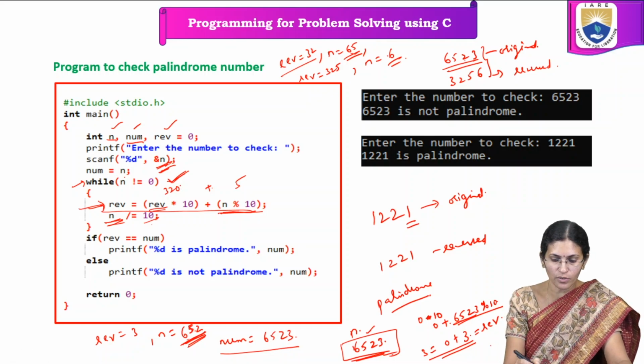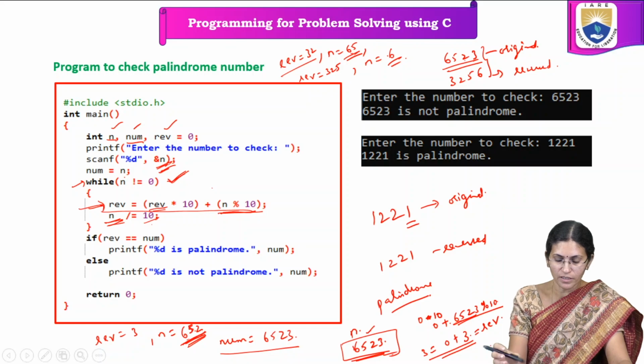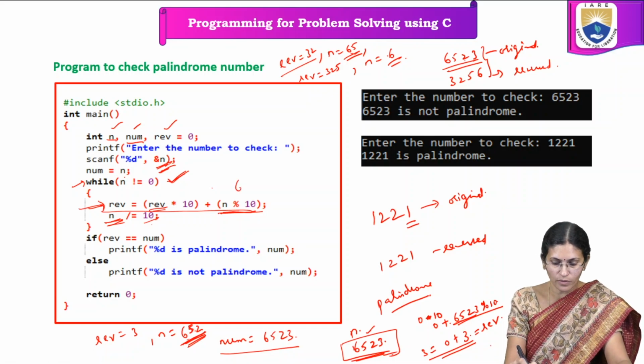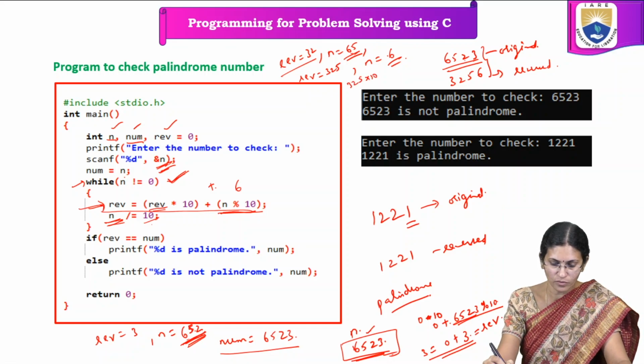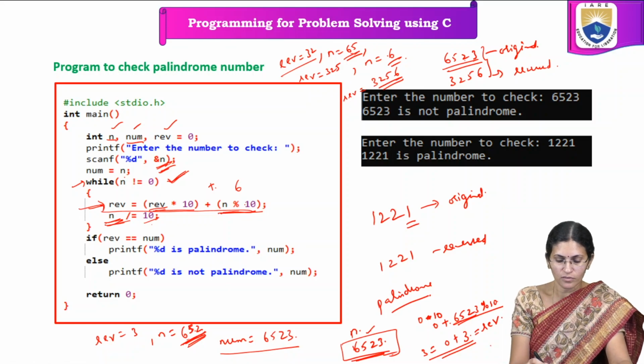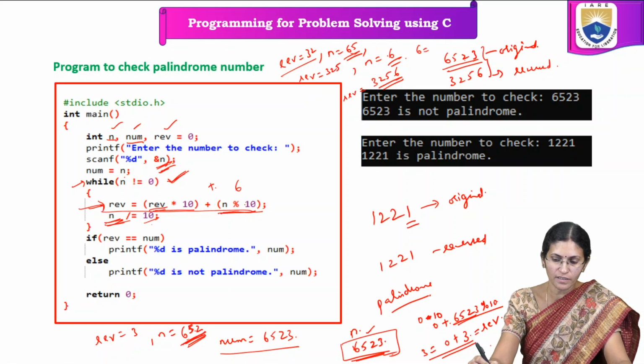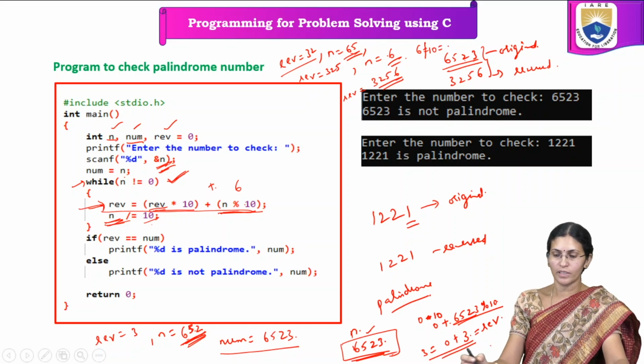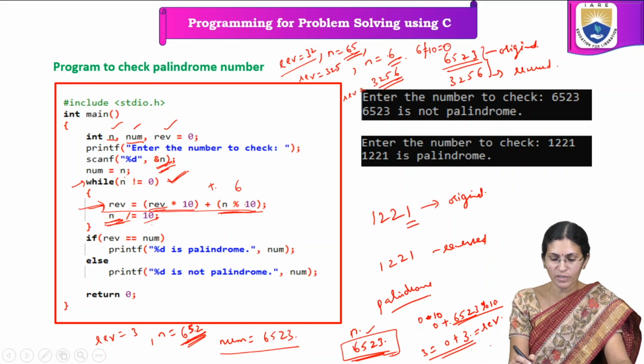Now 6 is not equal to 0, so again this step will be evaluated. 6 mod 10 is equal to 6 only. So 6 plus, what about the reverse? Reverse is 325 into 10, that is 3250. So 3250 plus 6 is 3256. Now 6 divided by 10 is 0. Now 0 is not equal to 0, that condition becomes false, so no more of these statements will be executed.